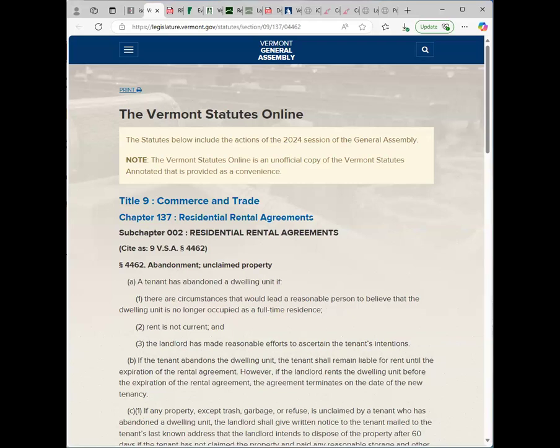And landlords must provide a warranty of habitability. We've talked about this, which requires the landlord to provide and maintain premises that are safe, clean, and fit for human habitation and in compliance with applicable housing codes.